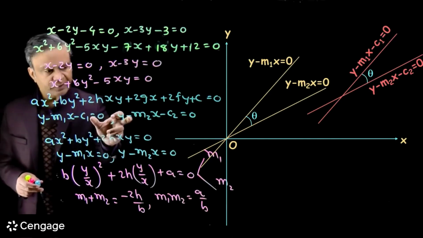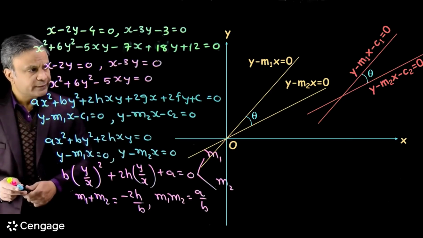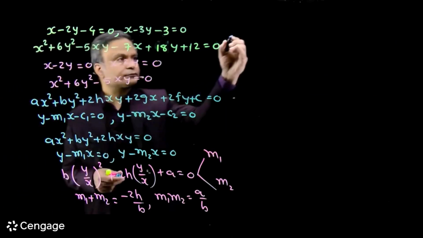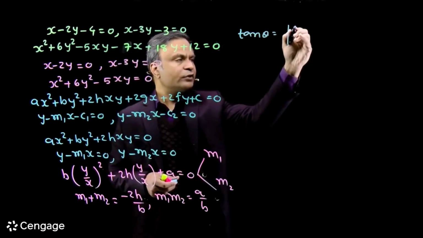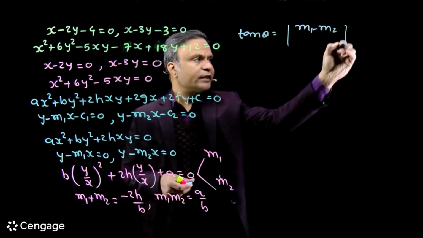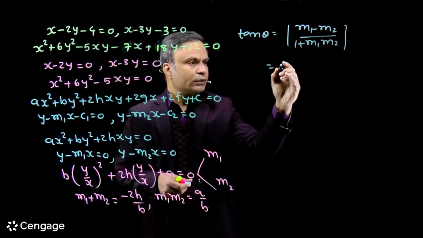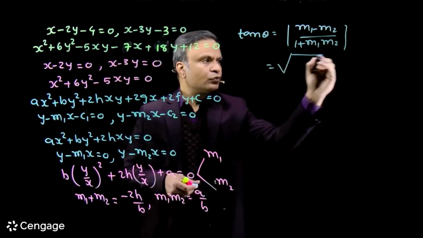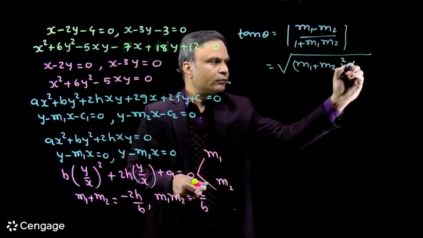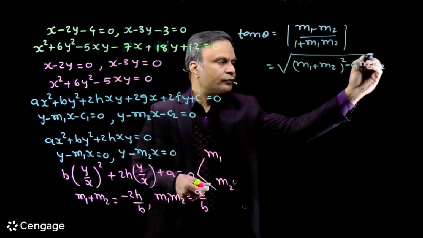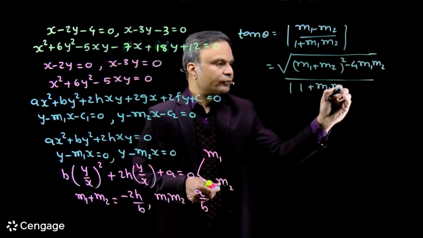Now angle between this pair of straight lines is same as angle between this pair of straight lines. Here angle is theta. Then we have tan theta is equal to modulus of m1 minus m2 upon 1 plus m1 m2. Okay. So we have here root m1 plus m2 whole square minus 4m1 m2, okay, upon modulus of 1 plus m1 m2.